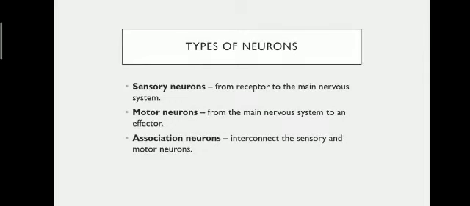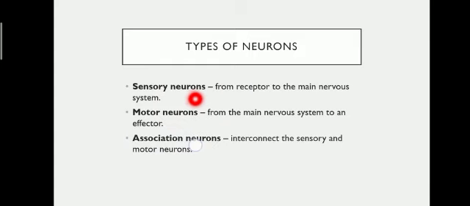Hello students, let us continue our chapter, that is the nervous system. In the last video, we learnt about transmission of nerve impulses and the three stages of it. In this video, we'll be talking about types of neurons. The first is sensory neuron, the second is motor neuron, and the third one is association neuron.